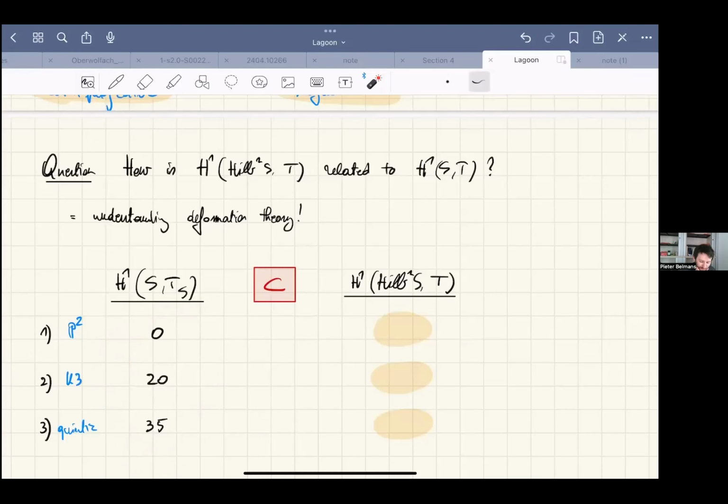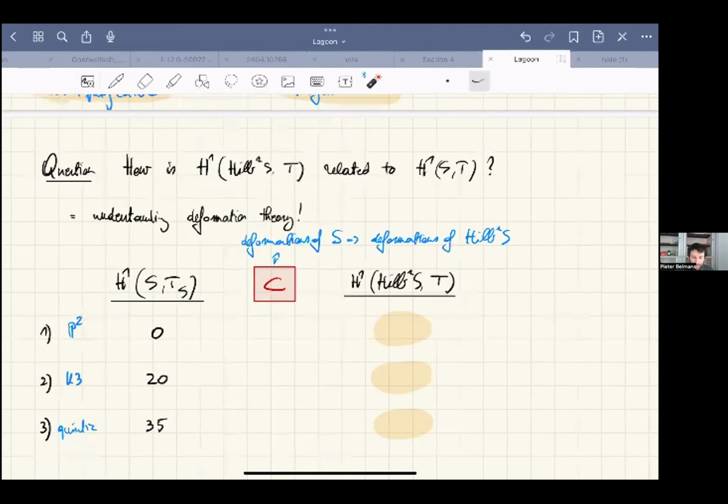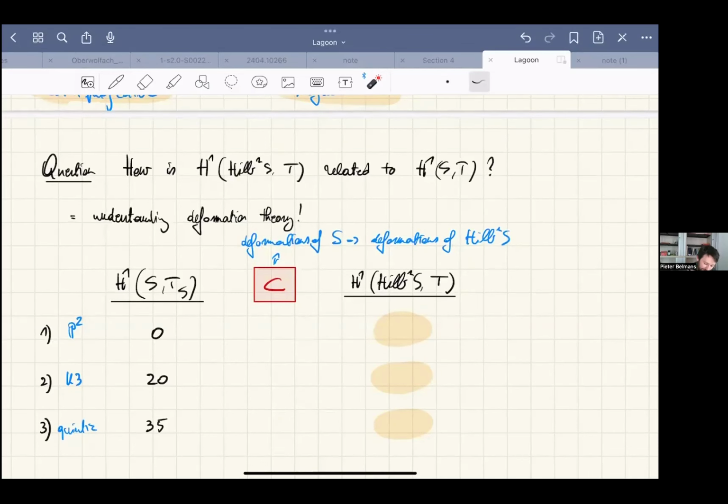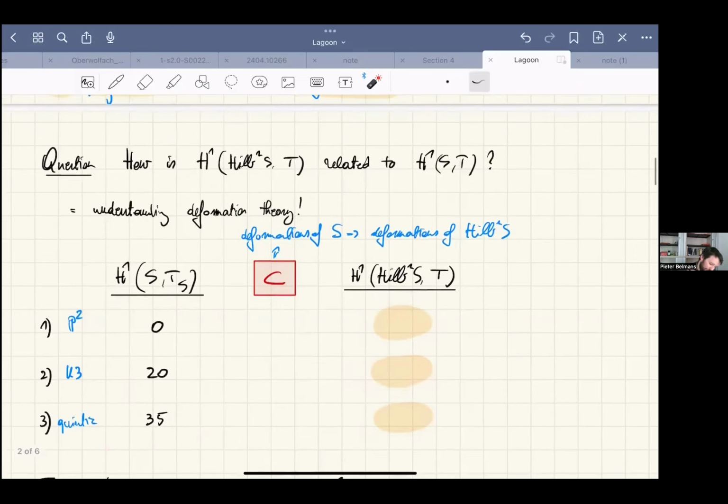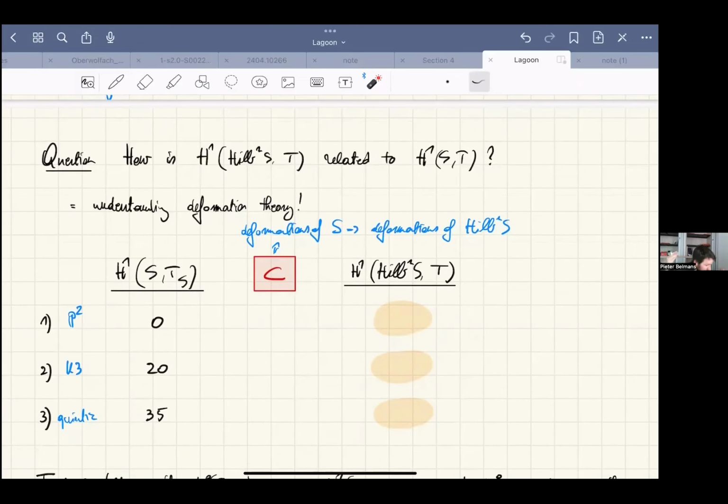The important aspect, which is not automatic in an arbitrary setting but is true in this case, is that we have this inclusion. Every deformation of the surface S induces deformations of Hilb and S. And so just looking at dimensions, the number that we're trying to figure out has to be at least this number. And so maybe an equality could be happening.